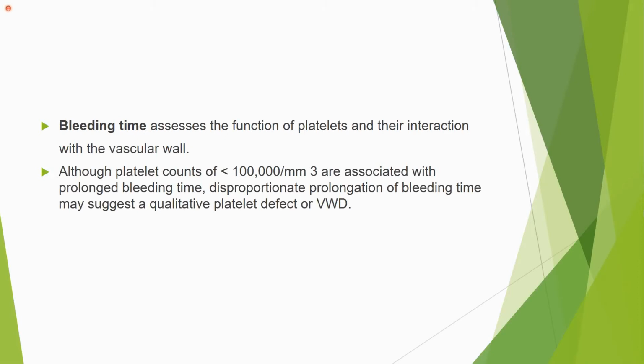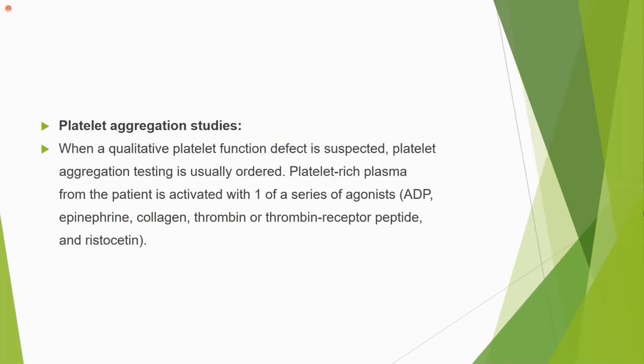Then come the platelet aggregation studies. When a qualitative platelet function defect is suspected, platelet aggregation testing is usually ordered, and the platelet-rich plasma from the patient is activated with one of a series of agonists: ADP, epinephrine, collagen, thrombin, thrombin receptor peptide, and ristocetin. So this will tell you about the functional defects in the platelets. The platelet count is normal, but the platelets are not functional.